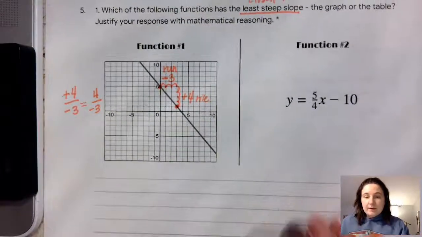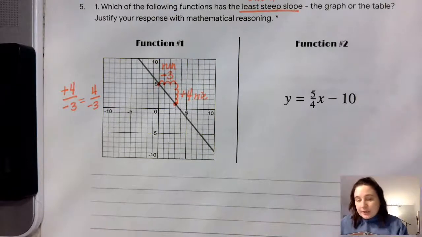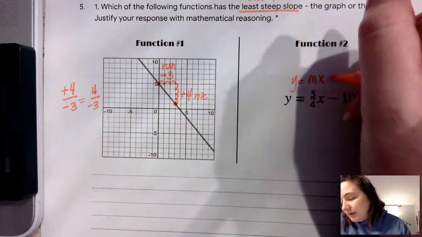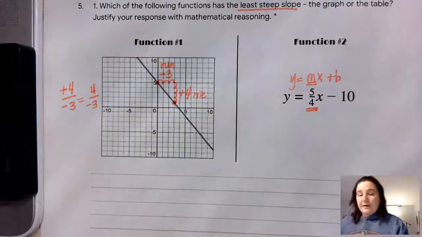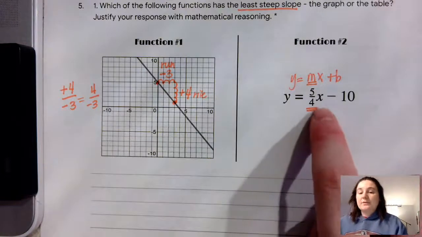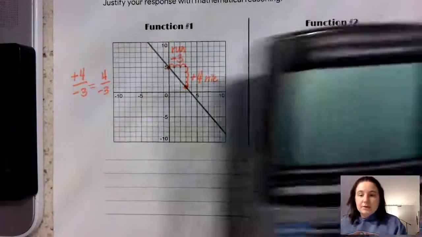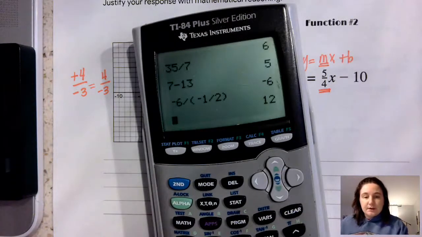So now I want to look at my function number 2. And this is an equation. And so remember, in equations, our slope is always the m part. And so that is this 5/4, the part that's in front of x. And since these are both fractions, I want to just use my calculator and find out what the decimal is of each to figure out which is closest to 0.